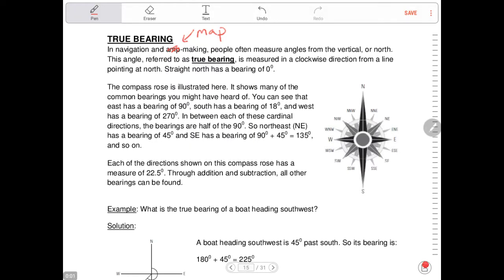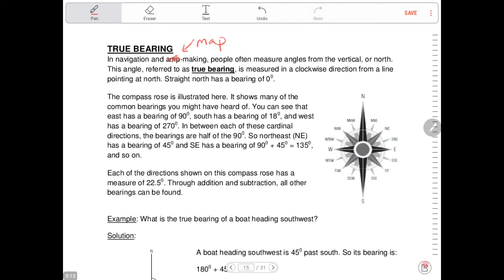Okay, everyone, we move on now to a lesson called true bearing. Before we even start, I want to point your attention to the very first sentence there. It goes, true bearing in navigation, and it's not amp making, it's map making. Please make that little correction, but I'm sure you did that yourself.